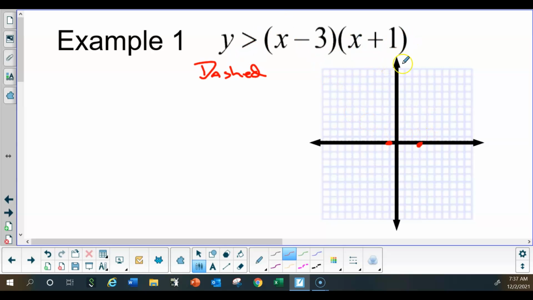So the next thing I'm going to find is the y-intercept. Make x equal to 0, we end up with -3 times 1, which is -3. So 1, 2, 3. Here's our y-intercept.